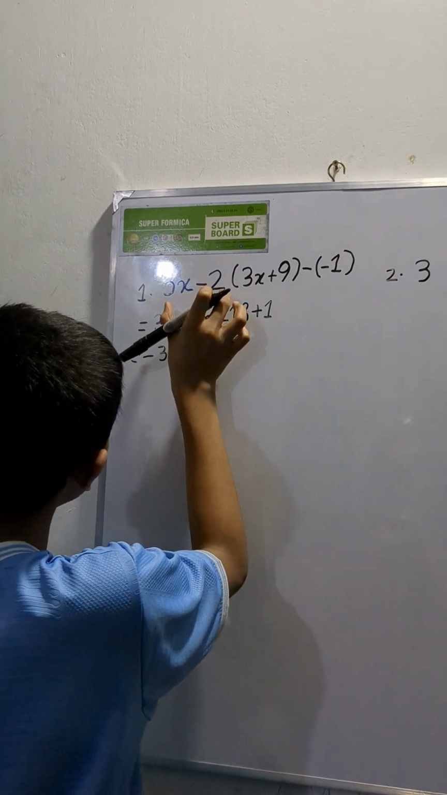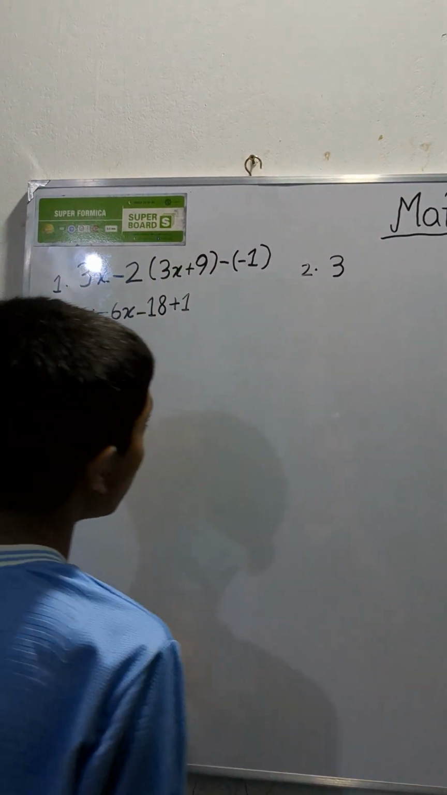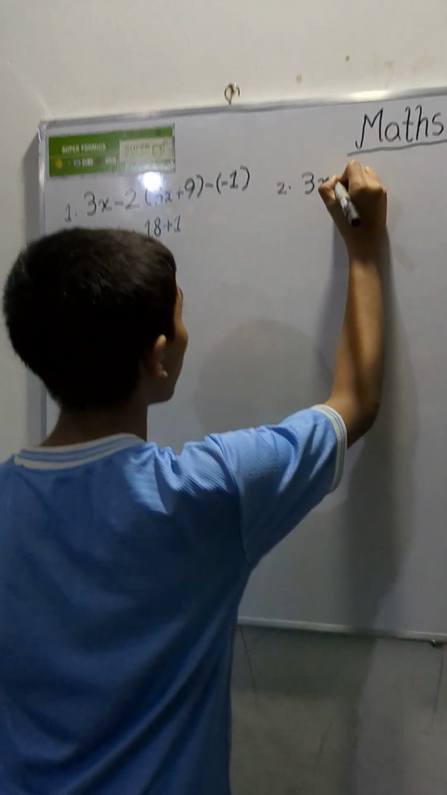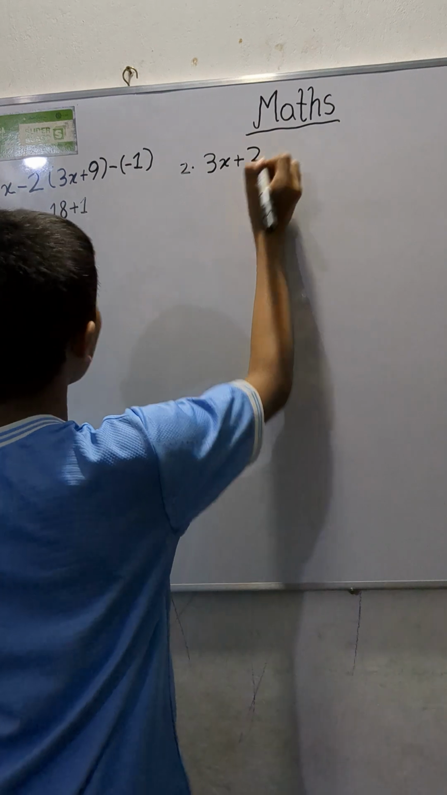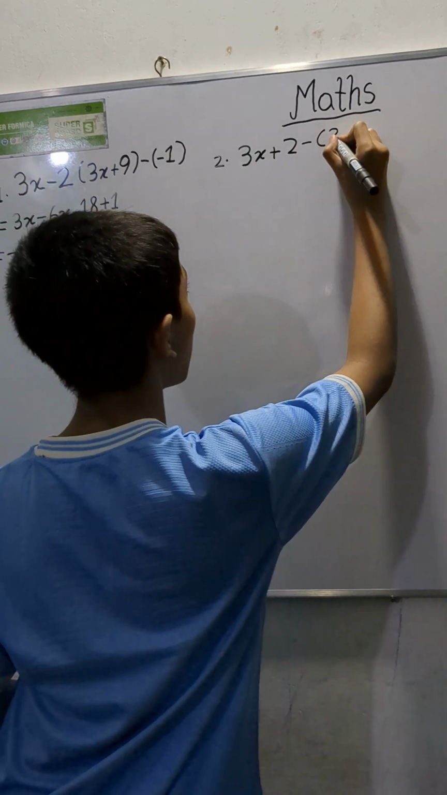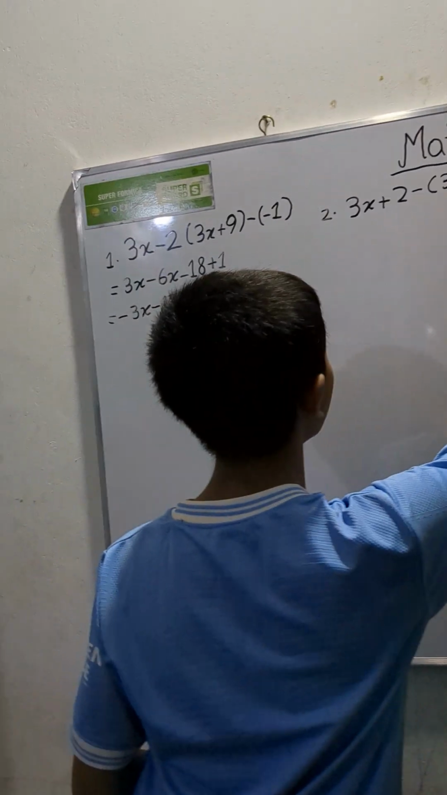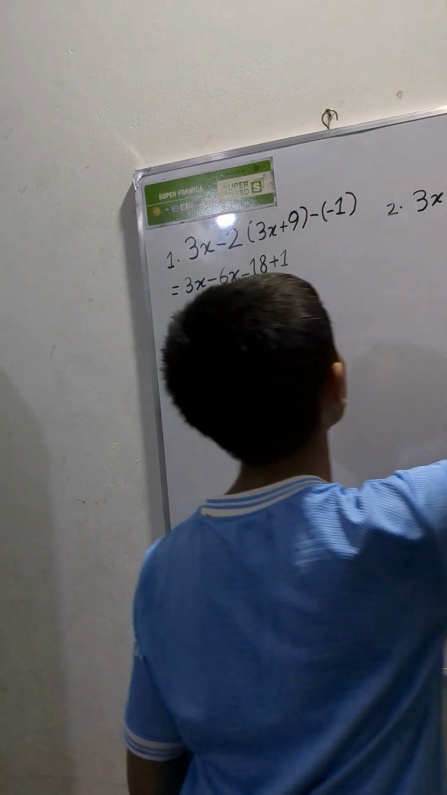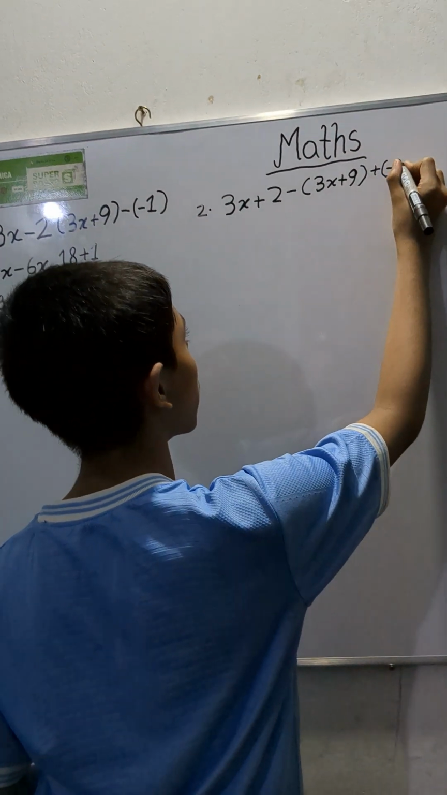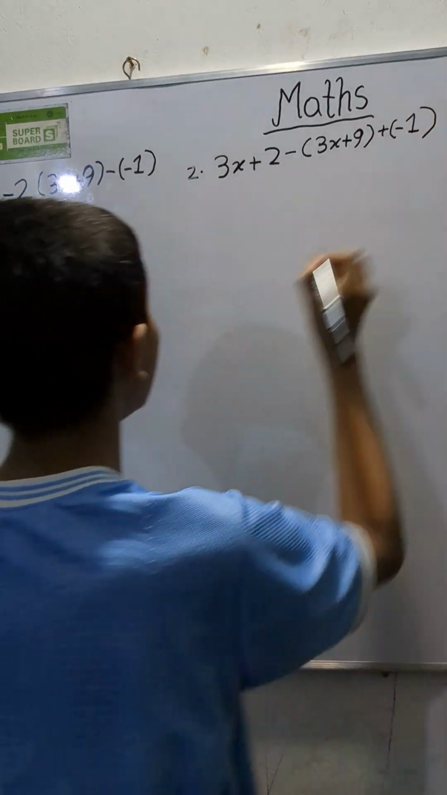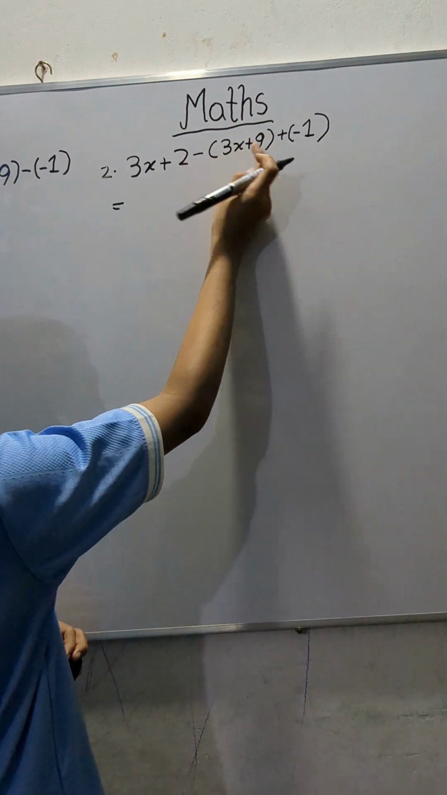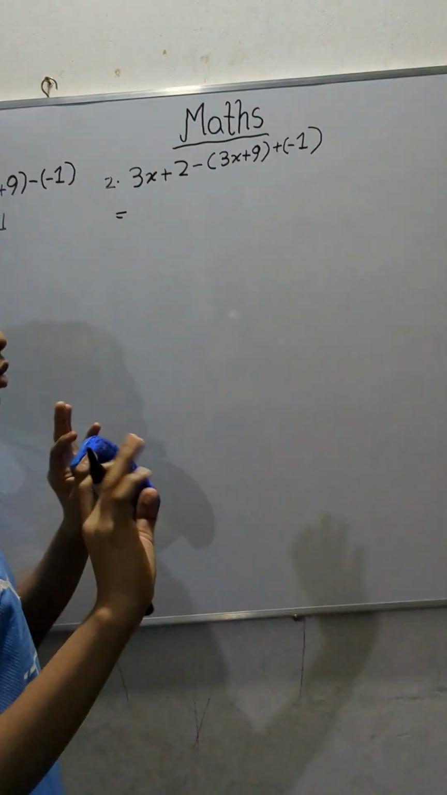I'm showing you this same type of math, but I will change the sign. 3x plus 2, and here I'm giving a minus sign, then bracket 9x plus 9. Then here I'm giving a plus sign, and here I'm giving a minus sign. So here we know at first we should work inside the bracket, but here's 3x and here's only 9, so we can't do anything here.